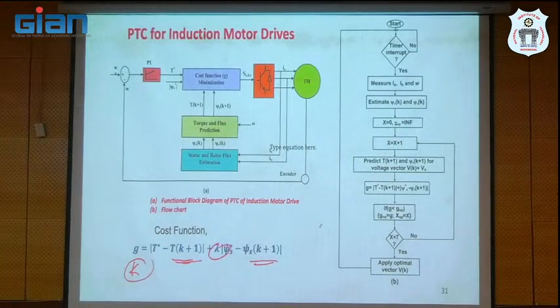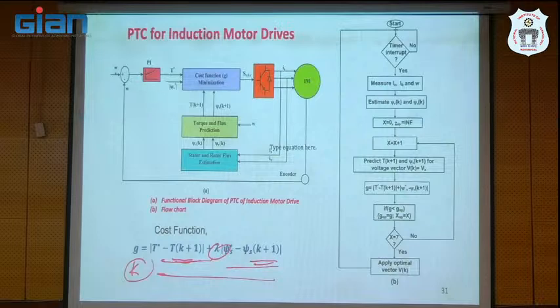What about lambda? This is called the weighting factor. You need to select the weighting factor. You need to take care of this weighting factor so that we can balance the units. Here, what are the units for torque? The units of the torque error and the units of the flux error are different. If units are different, you should not write them on a common platform.